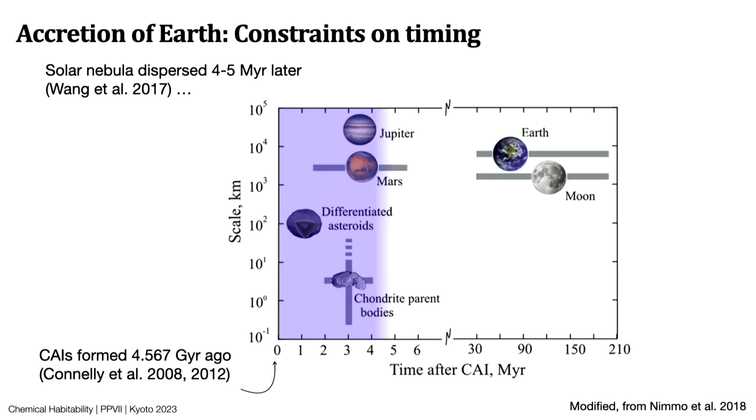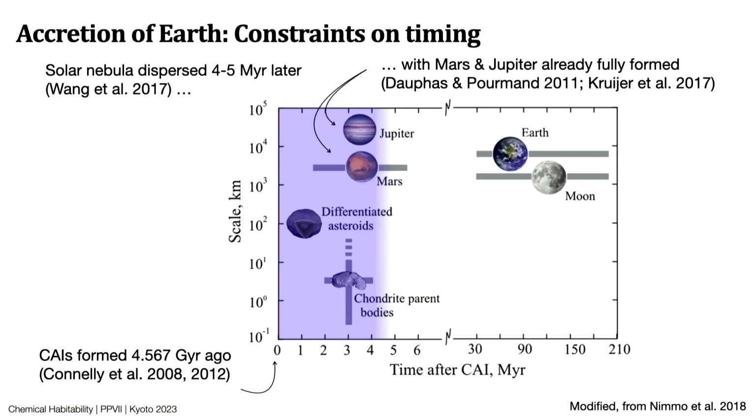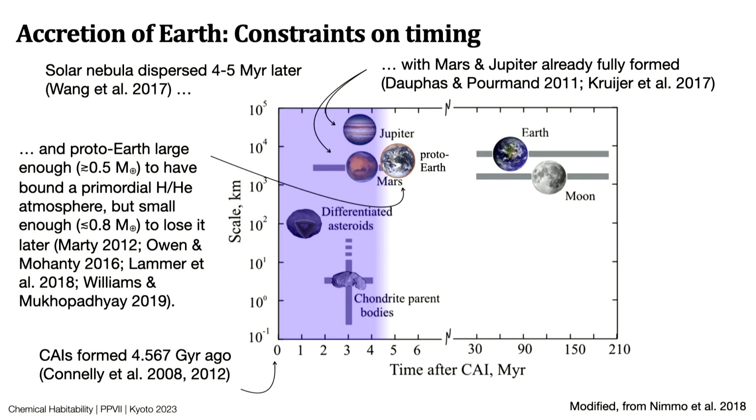After that, the gaseous solar nebula dispersed about 4 to 5 million years afterwards, at which time Mars was mostly fully formed, and both Earth and Venus had large enough primordial atmospheres of hydrogen and helium. They had those atmospheres, but those atmospheres weren't so large that they could be lost after the nebula dispersed. The most likely proto-Earth accretion scenarios are constrained from different isotope systematics and chronometers.